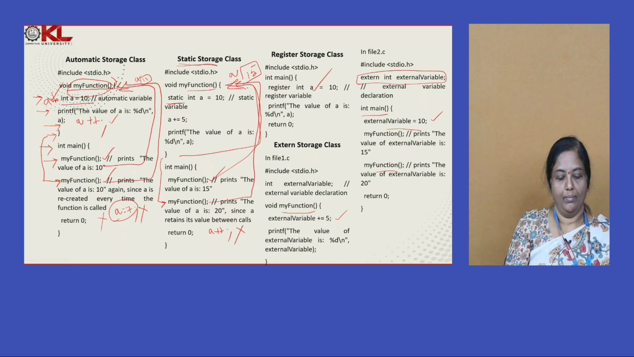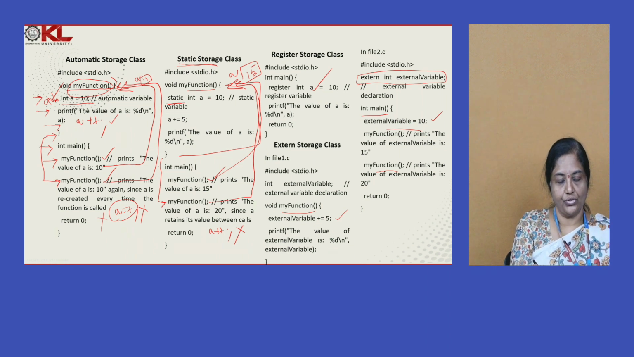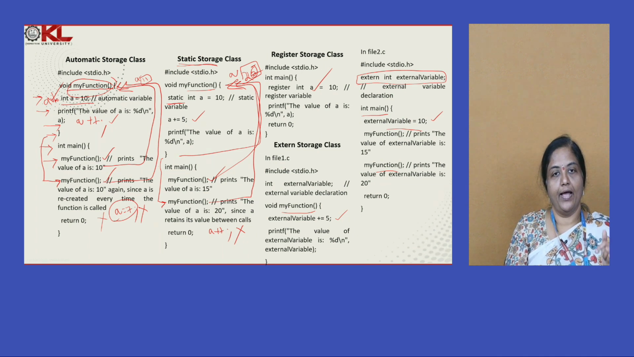It goes to my function. Initialization will be done only once, and then it will execute this statement. A is equal to A plus 5. 15 plus 5, how much is it? Now A will become 20, and it will print 20. And every time A gets incremented by 5. For every my function call, A gets incremented by 5.